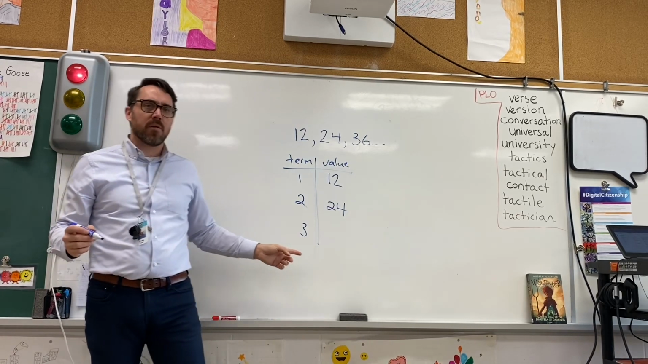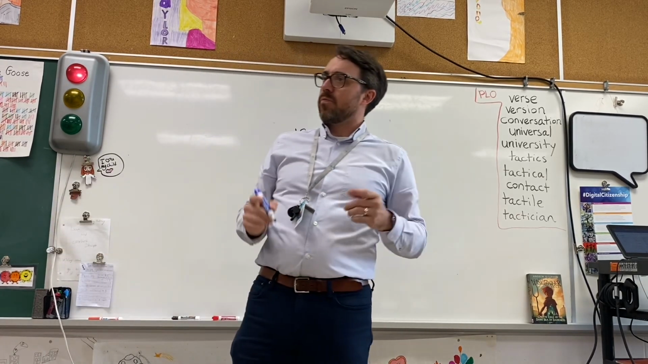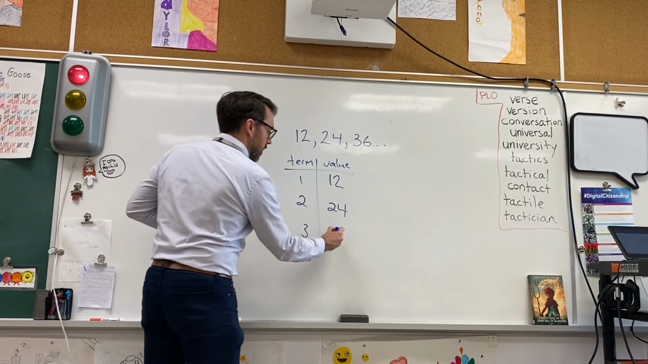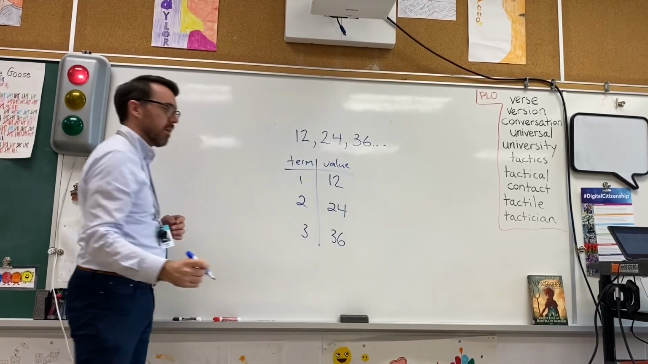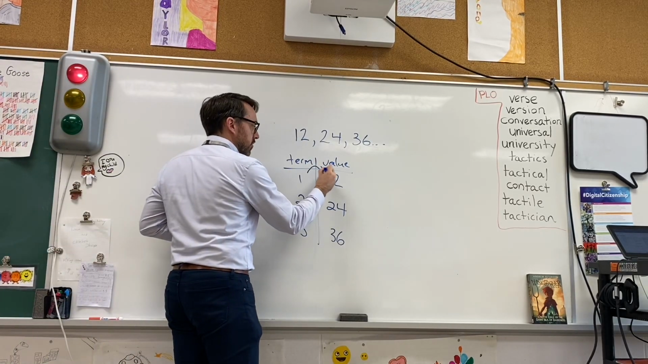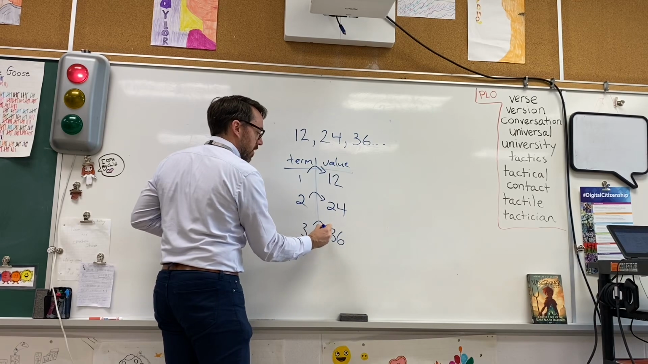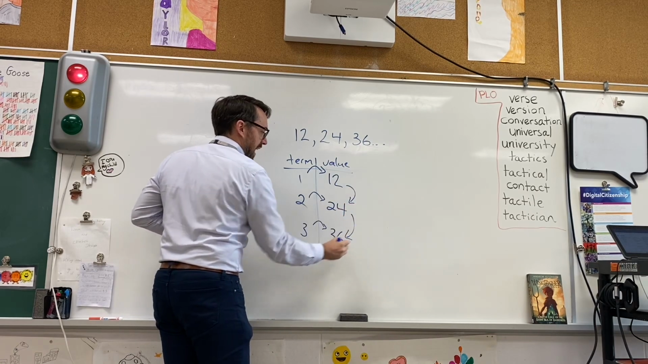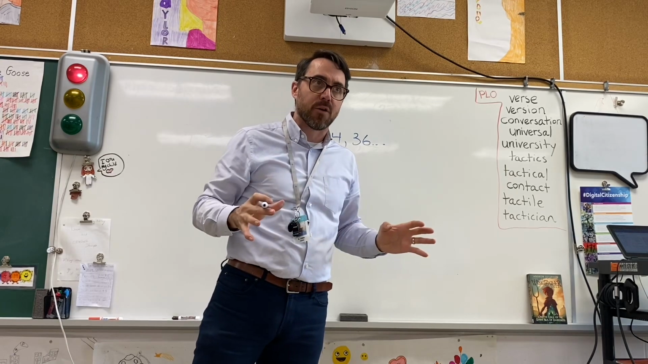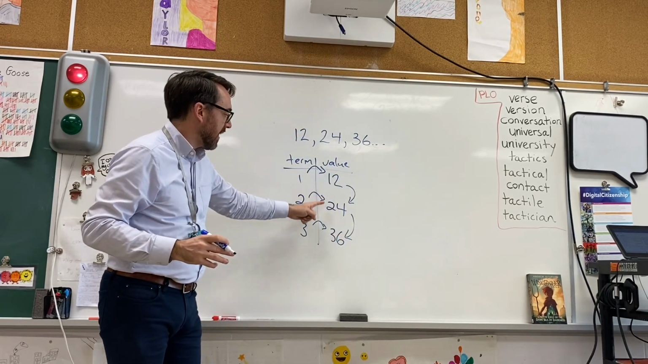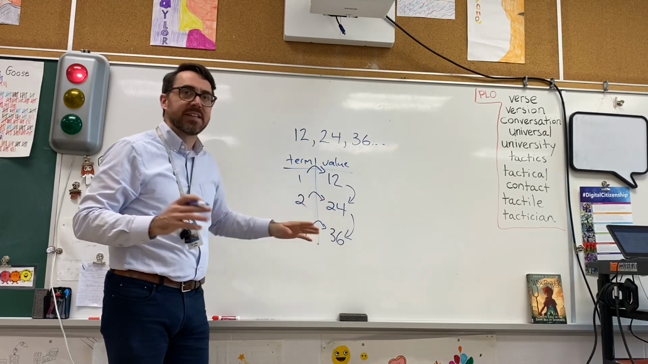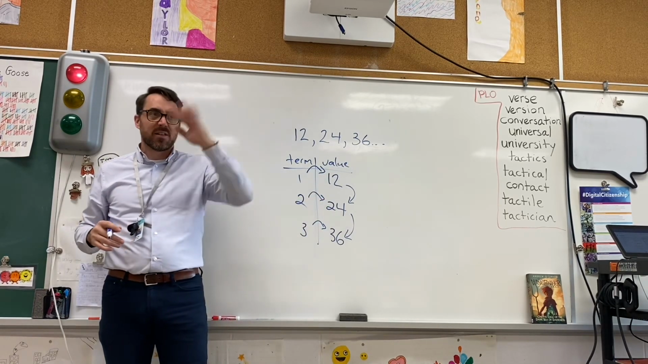Our third term, 36. Okay. All right. Try it again now. Okay? There's a relationship across the table and down the table. This is where patterning tables become very powerful. So what's happening like this? How's our pattern changing down the table like that?